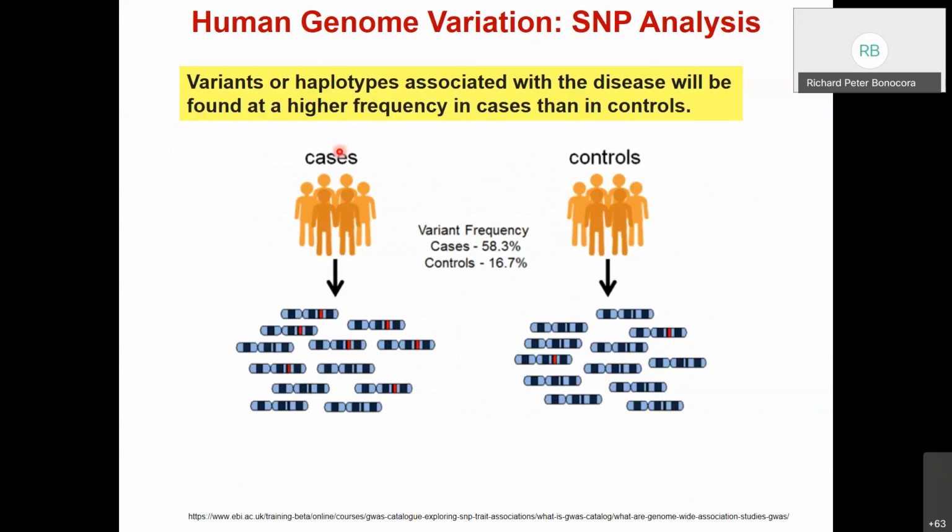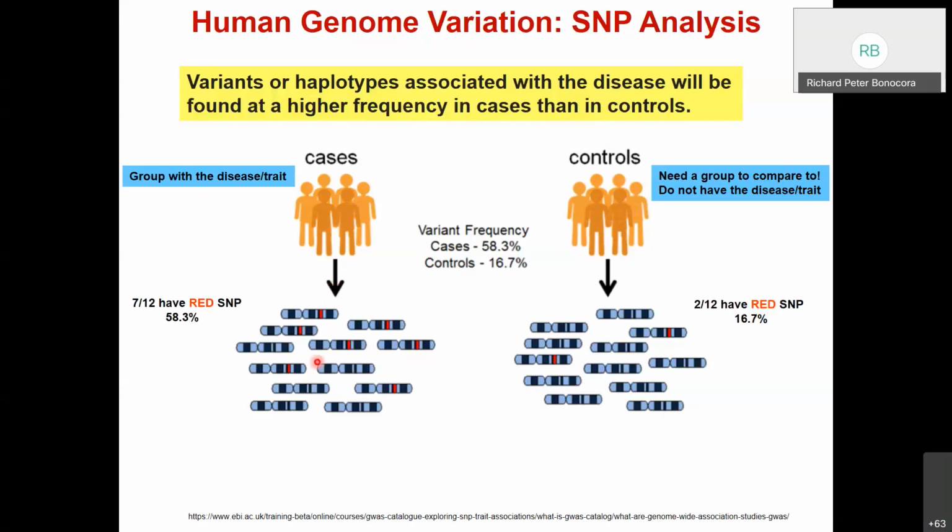Okay, in a more general sense here, we have individuals that have particular traits versus those who don't. It could be a disease or it could be any trait. It's easiest to talk about this in terms of disease. So we look for variants or haplotypes associated with a disease. They're going to be found in higher frequency in those that have it than in the controls. So this is the group that has the disease trait. This is the group that does not. You need a comparison group.